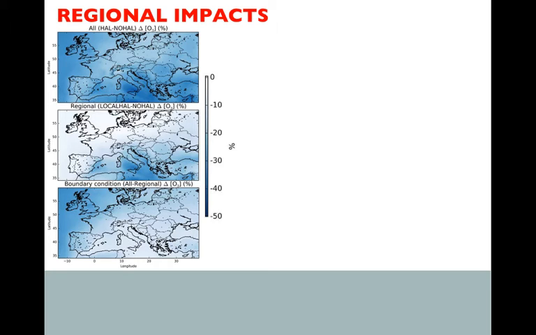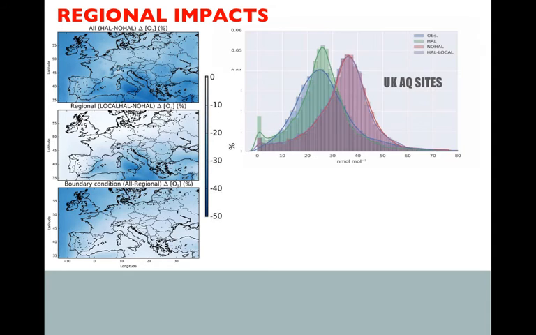If we compare that to the UK air quality monitoring sites, the standard version of the model is in red. The green is the version of the model if we include the halogen chemistry, and the blue is the observational network in the UK. And so we remove the bias that was in the model by introducing the halogens.